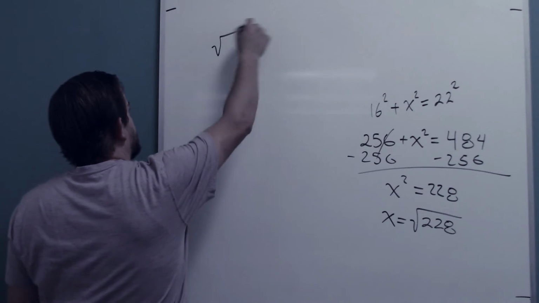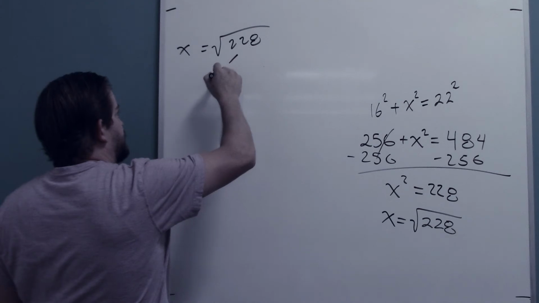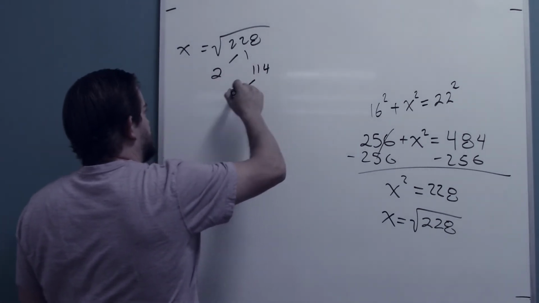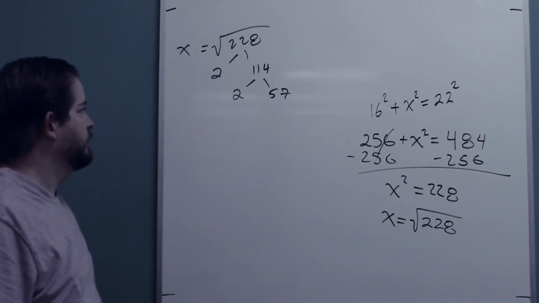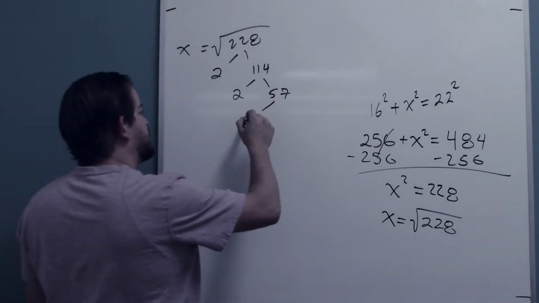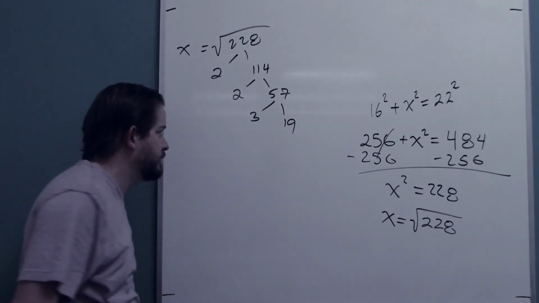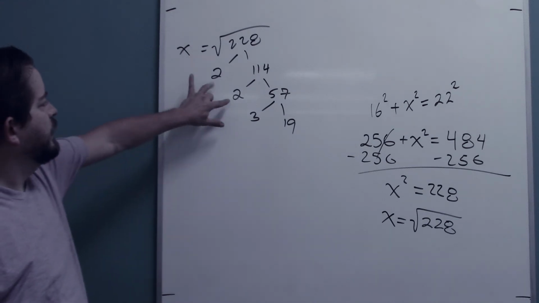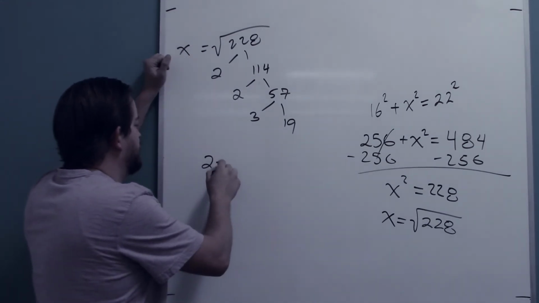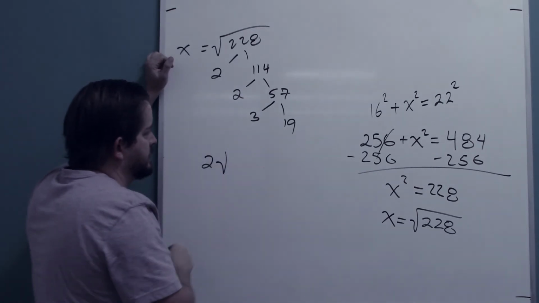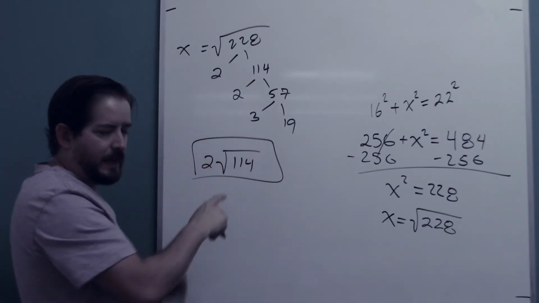$228 is divisible by 2, giving me 114, which is divisible by 2, giving me 57, which is not divisible by 2 anymore, but it is divisible by 3, and that is 19, and I'm done, right? And so I've got a 2 that I can pull out, right? And then I would have to take the 3 times 19, which is 114 again. That's the exact answer, right?